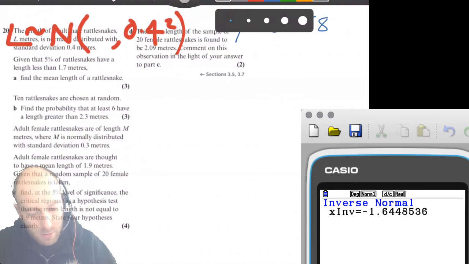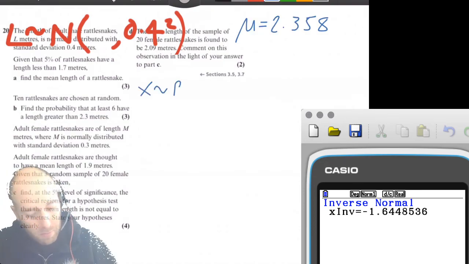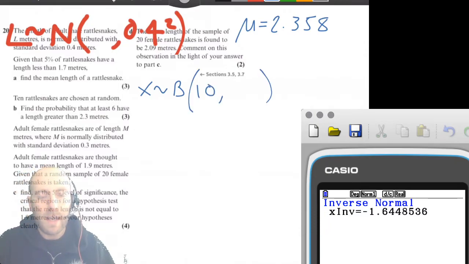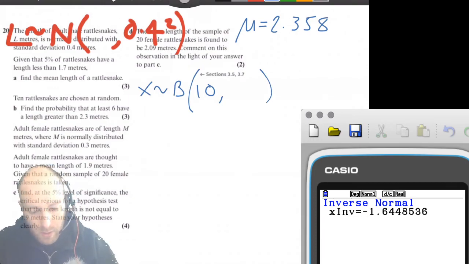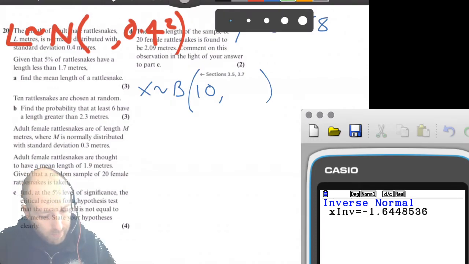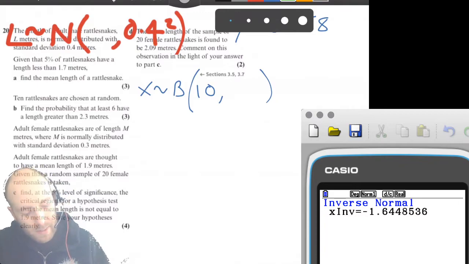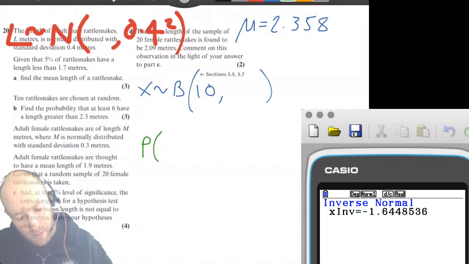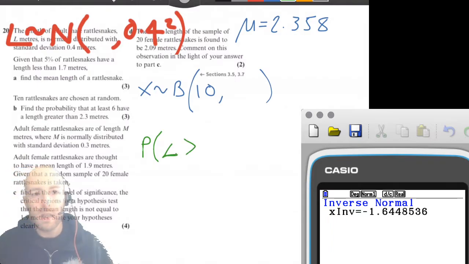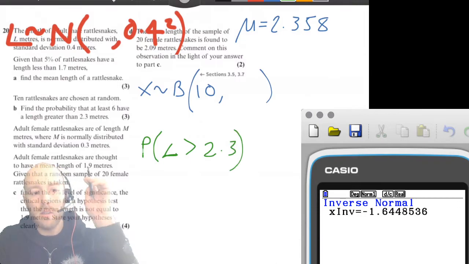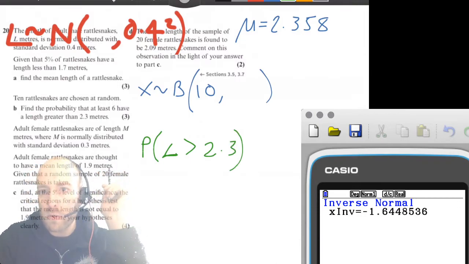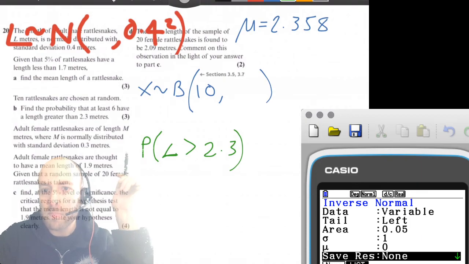So next bit is binomial. So 10 are chosen at random. So we got X binomial, n is 10, and probability of success we need to work out. So we need to work out what p is going to be in there. And to do that, we want to find the probability the length is greater than 2.3. So probability the length L is greater than 2.3. So we're going to use our distribution from the top there with the bit we just worked out.